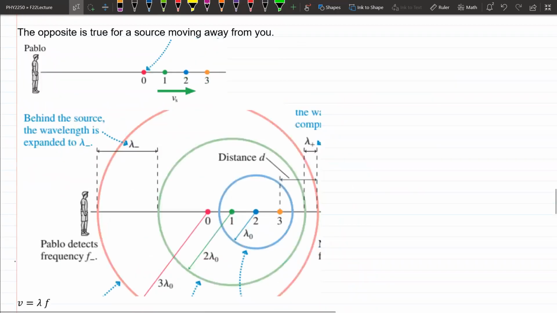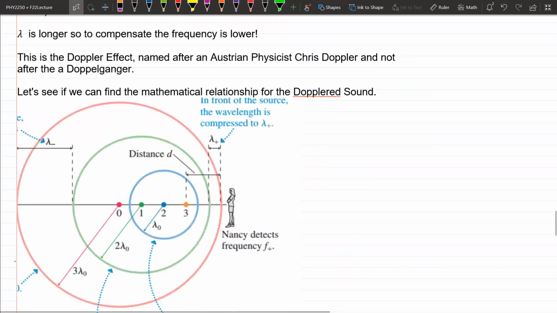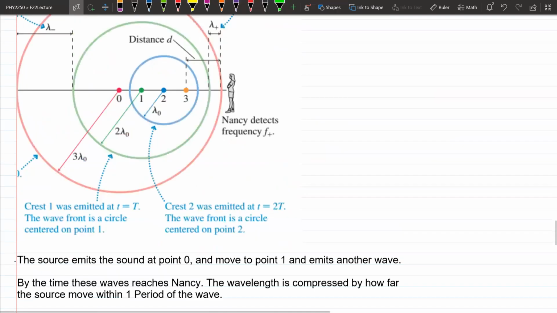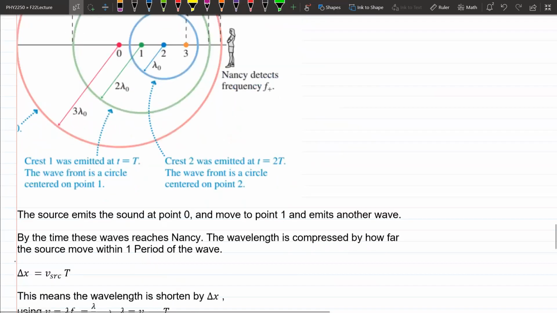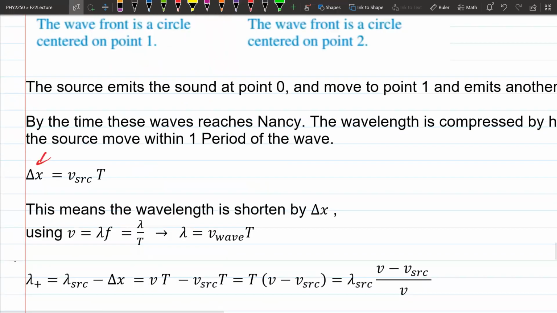Sorry, there are all these diagrams here that I pasted. We don't have to do that; we talked about that. So what we need to figure out is actually how much the wavelengths get shortened by the source, that particular train or me walking towards you, moving.